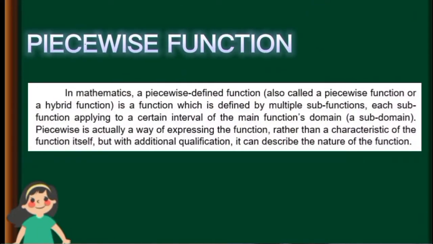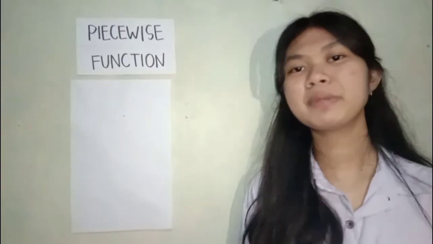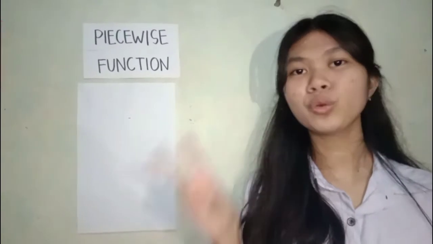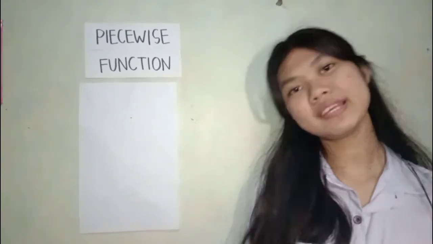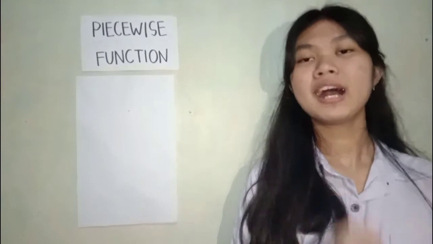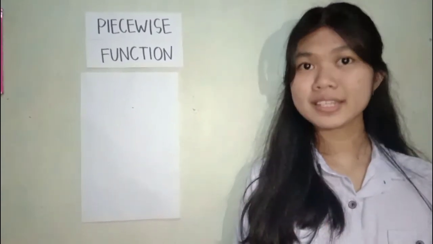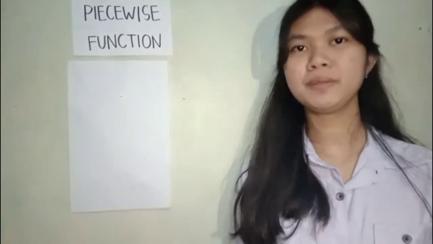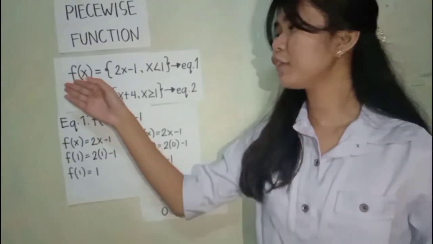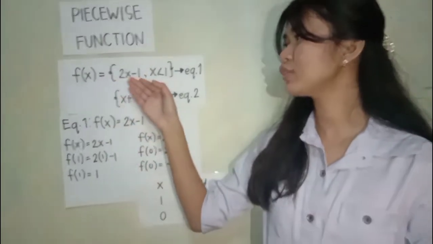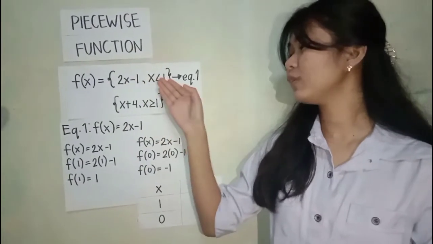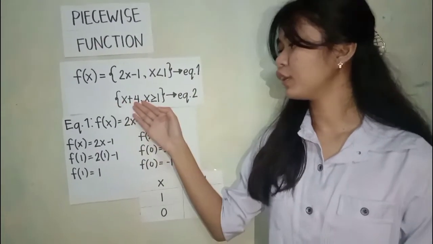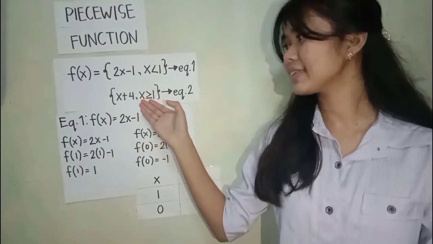Piecewise function, also called hybrid function. It is defined not by a single equation but two or more. Piecewise is actually a way of expressing a function rather than a characteristic itself, and it can describe the nature of a function. For example, f of x equals 2x minus 1 if x is less than 1. This is the first equation. And the second equation is x plus 4 if x is greater than or equal to 1.